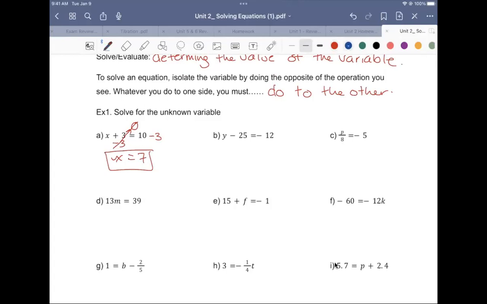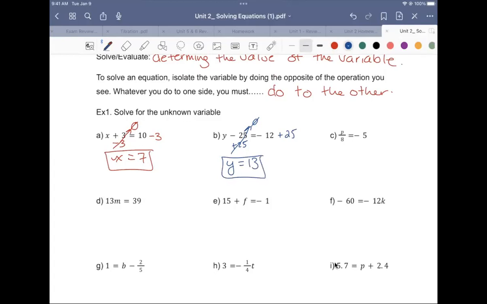Same thing on this side. I have minus 25, so I am going to add 25 so that that goes to 0. Whatever I do to one side, I must do to the other. So y is equal to negative 12 plus 25, which is 13.